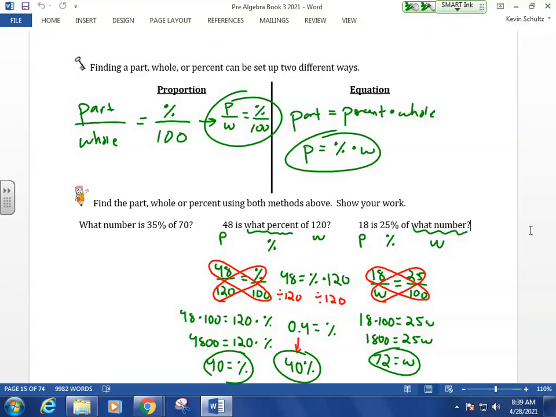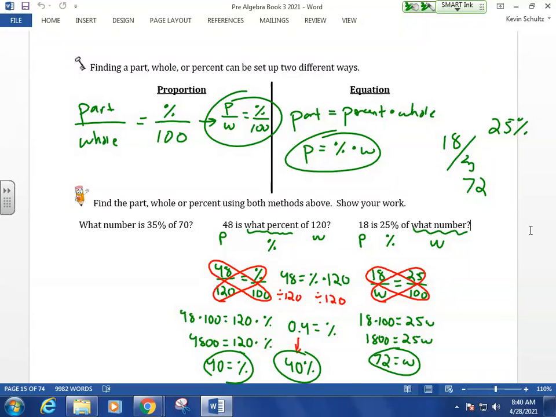Meaning that if you get a test back and you see that you got 18 out of something, but that something was a little bit smudged, right? But you know that your percentage is 25%, maybe your teacher told you that or Educate said it or something like that, you could use this to figure out how many points are on the test. 18 points is 25% of what whole? 72. It means that you got 18 out of 72 on that test.